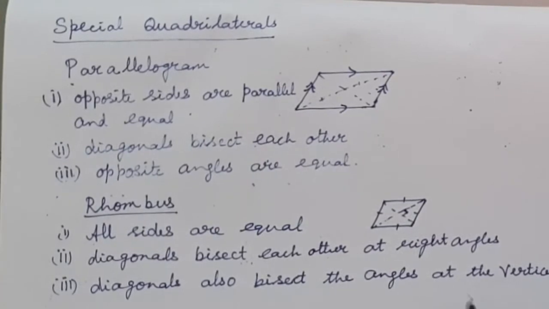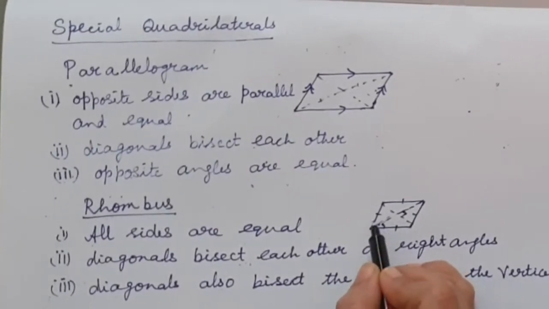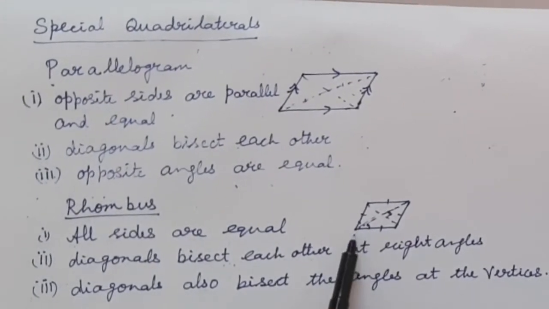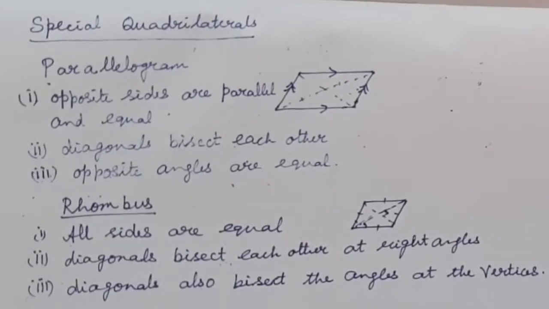Diagonals also bisect the angles at the vertices. That means this is the diagonal. This angle and this angle will be equal. They bisect the angle at the vertices. Vertices are these corners. So this angle and this angle will be equal.